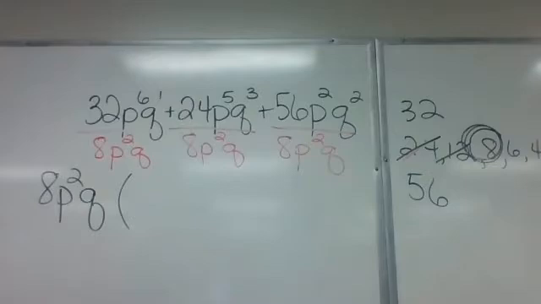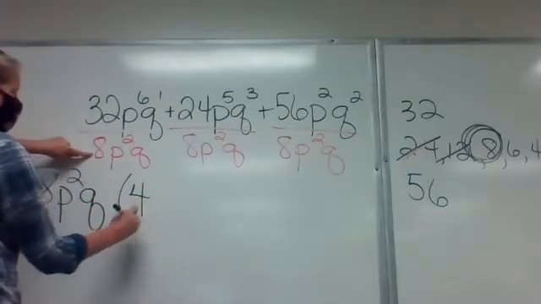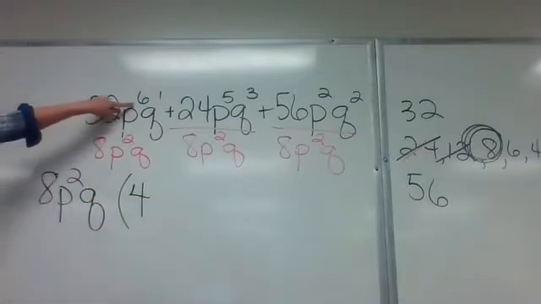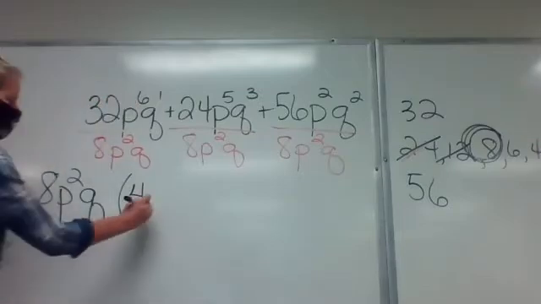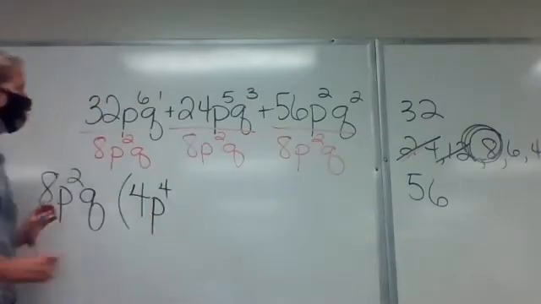Okay, so if I divide all that, let's see what I'd have on this first one. 32 divided by 8 gives you 4. P to the 6 divided by P squared. Remember, you're going to subtract those exponents, so that gives you P to the 4th.